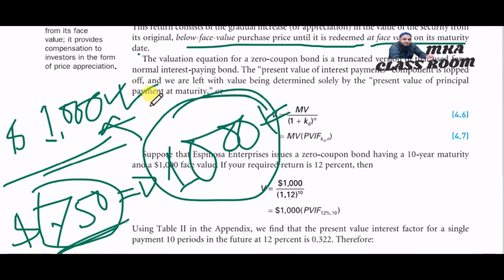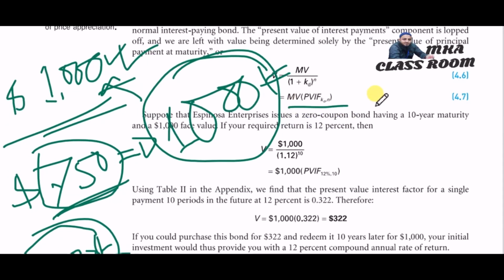Now you will see the valuation equation for a zero coupon bond is a truncated version of that of a normal interest paying bond. The present value of interest payments component is left off, and the valuation should be in this way: V equals MV times PVIF(KD, N). Simply, that is the equation: V equals MV, the maturity value, divided by (1 plus KD) to the power N. Here is an example.